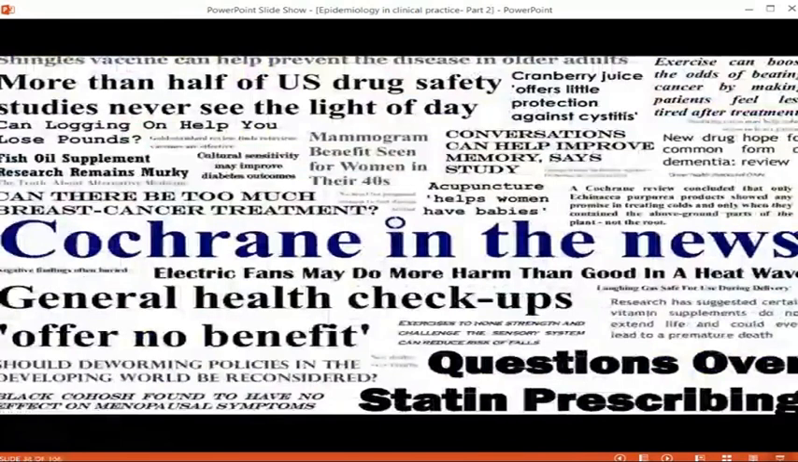So Cochrane reviews are sometimes very controversial. They often tell you that the things we do don't offer any benefit, like mammograms only.